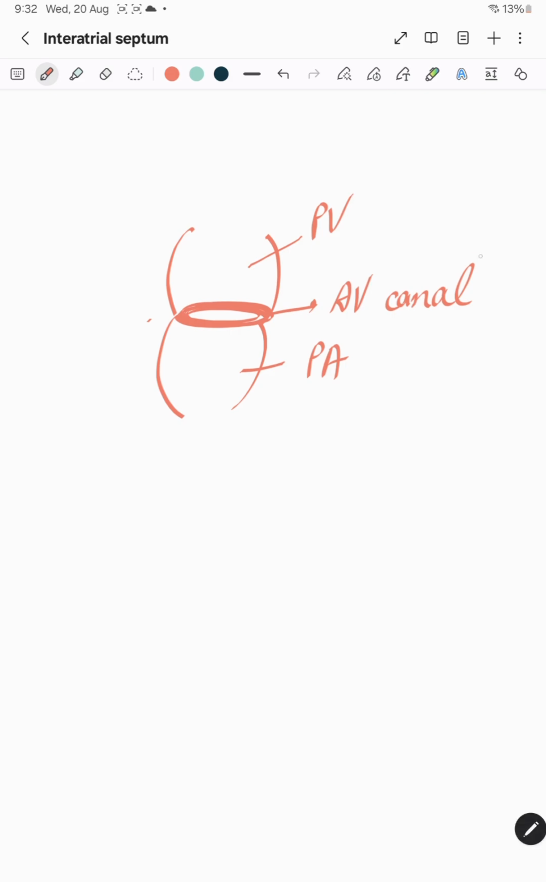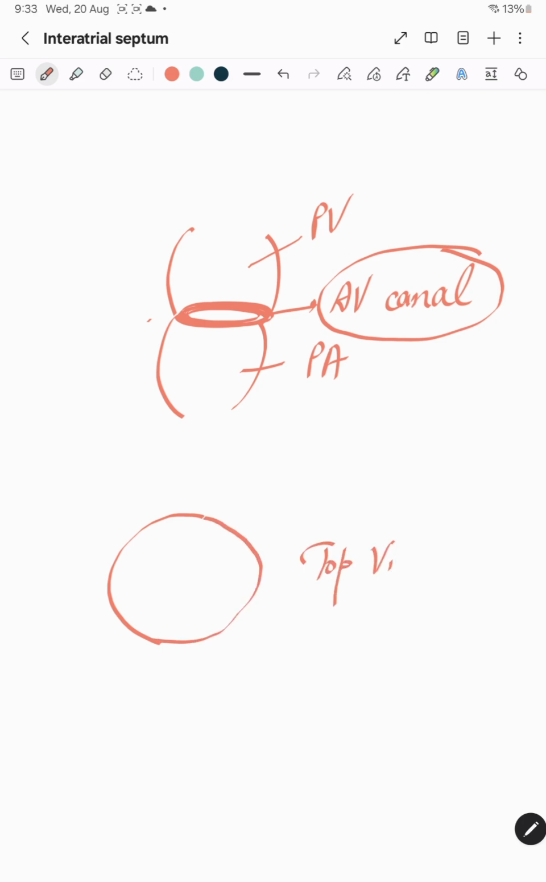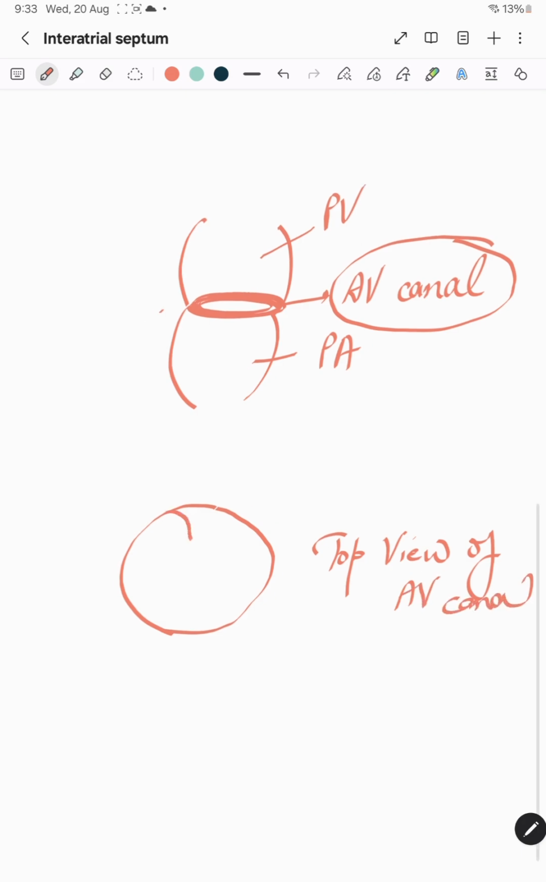This AV canal is very important to understand the development of interatrial septum. Suppose we are seeing the AV canal from above. So, top view of AV canal. AV canal will have some cushions. These cushions will be known as AV cushions.